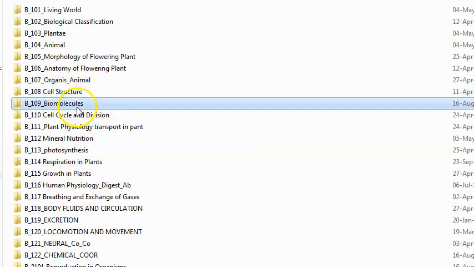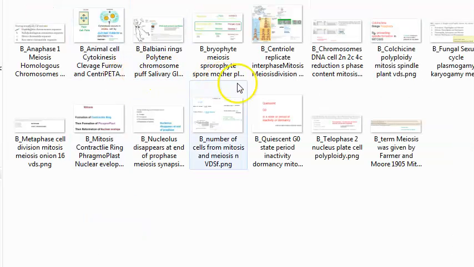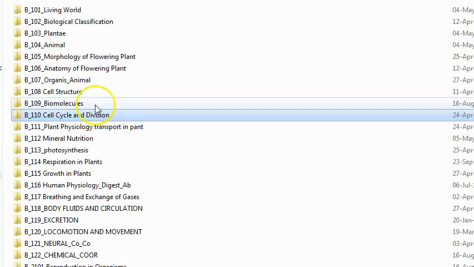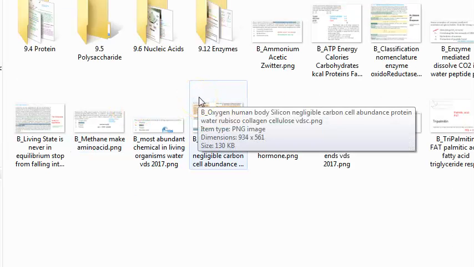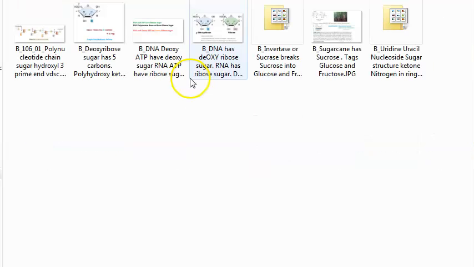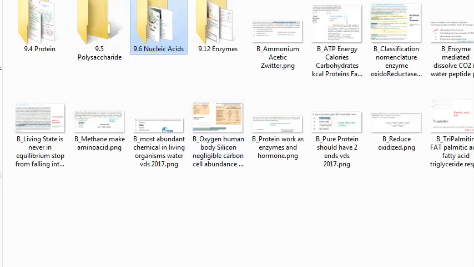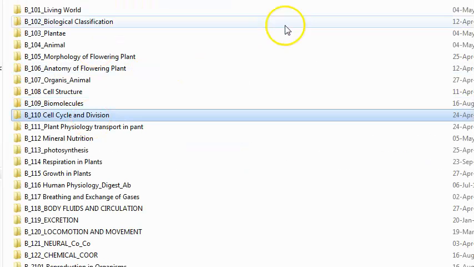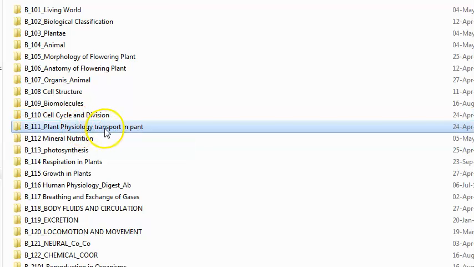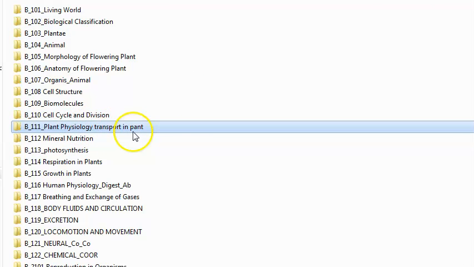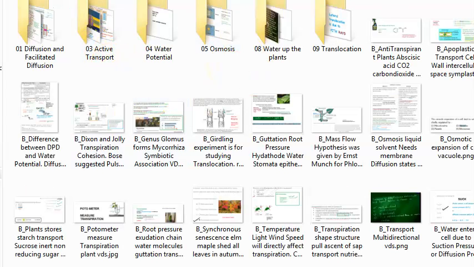Okay. Coming to the other things like cell cycle and division, here you have mitosis, meiosis. Oh my God, so much to read here. Biomolecules we left actually. Do you want to know about these? Yes. DNA, RNA, right? All this you can know. Then cell division, okay. Then plant physiology, transport in plants, all the xylem, phloem, active transport, osmosis, all that.